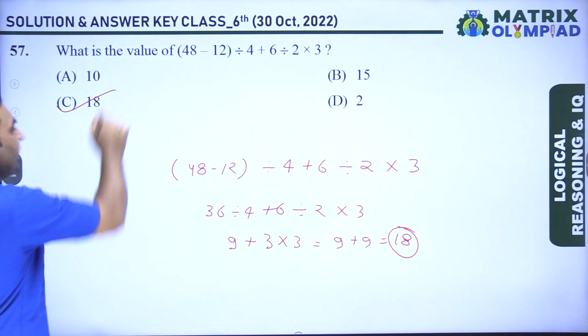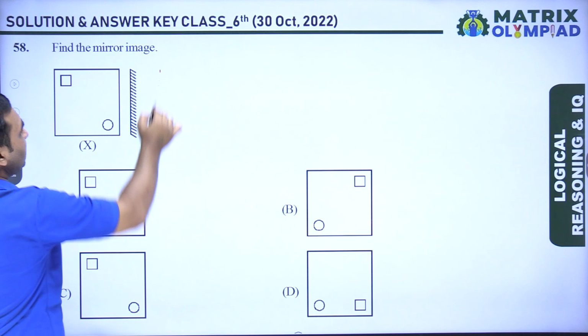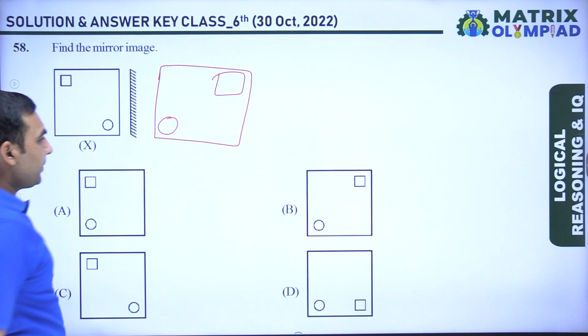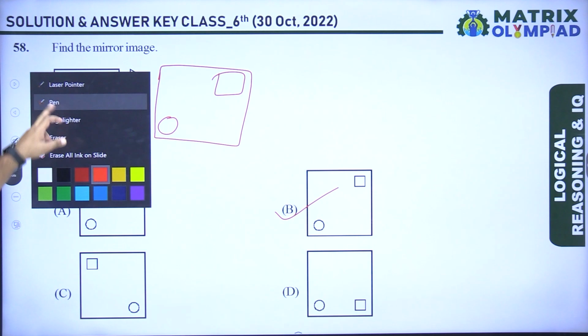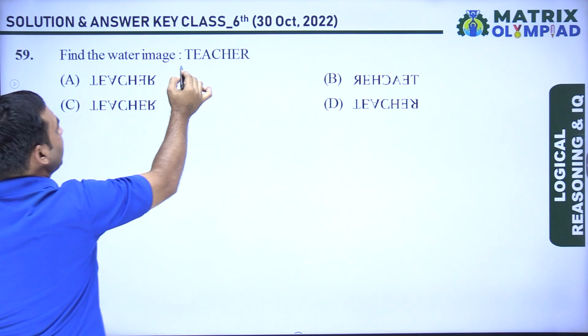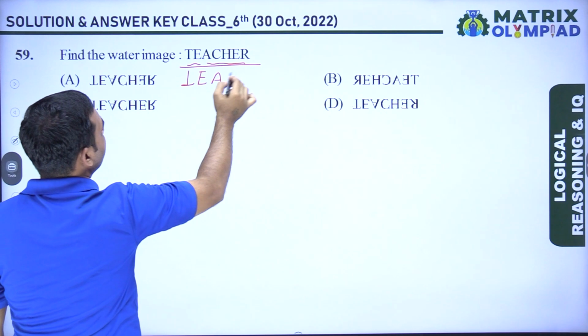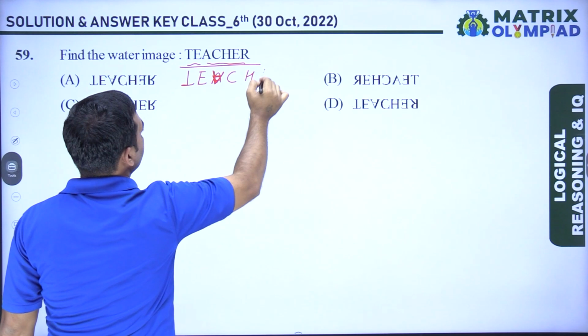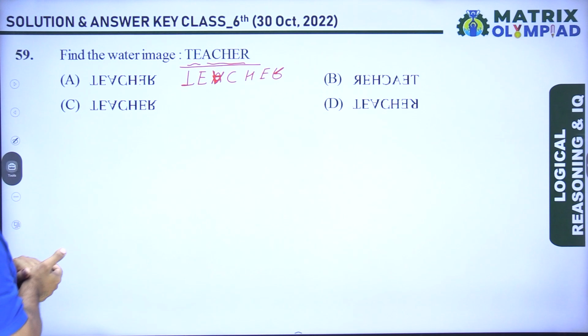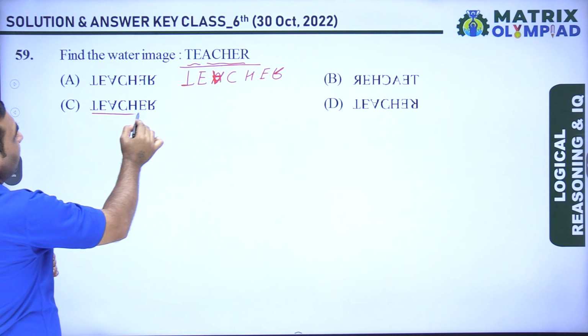Next question is, find the mirror image of this image. A circle is shown here and a square is shown here. Which image is the same? Option B is the correct answer. Next question is, find the water image of TEACHER. If we find the water image of TEACHER this way, T, E, A in reverse, then C, H, E and R, this way. Our answer is TEACHER. Option C is the correct answer.